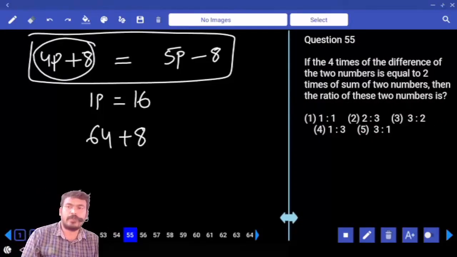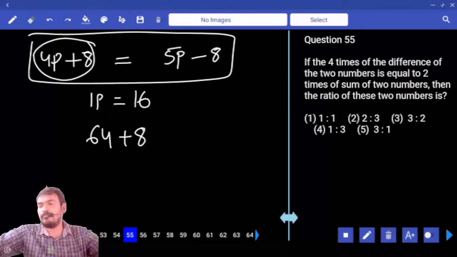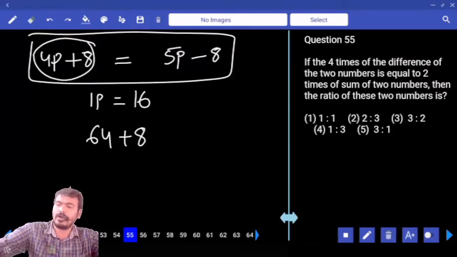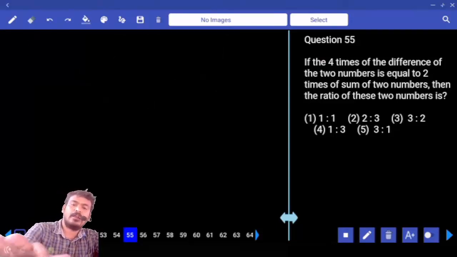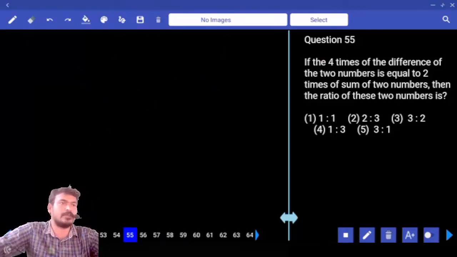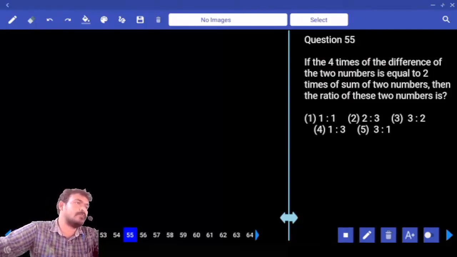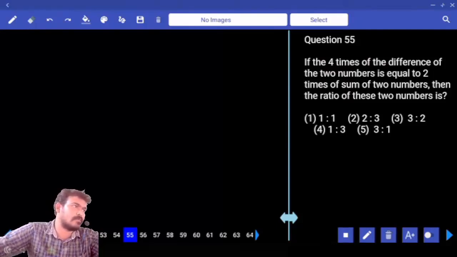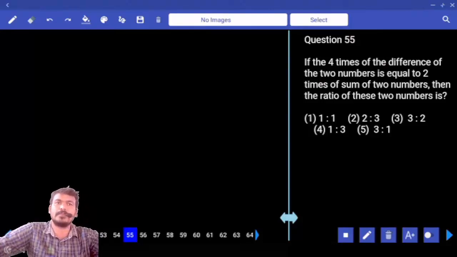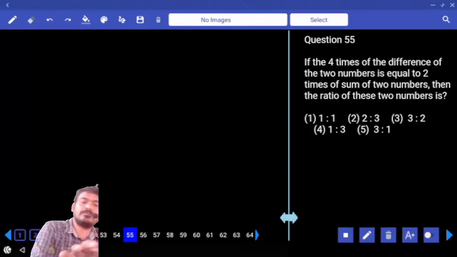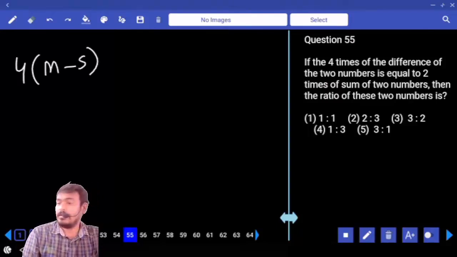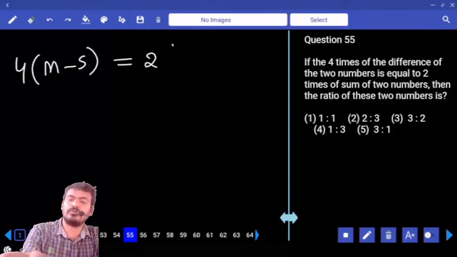Next question number 55. If the 4 times of the difference of the two numbers is equal to 2 times the sum of the two numbers, then what is the ratio of these two numbers or not? Difference of two numbers and sum of the two numbers or not? Suppose difference of the two numbers means m minus s or not? Sum of the two numbers means m plus s or not? Okay. 4 times of the difference, 4 into m minus s or not? It is equal to which one? 2 times of the sum of those two numbers or not?